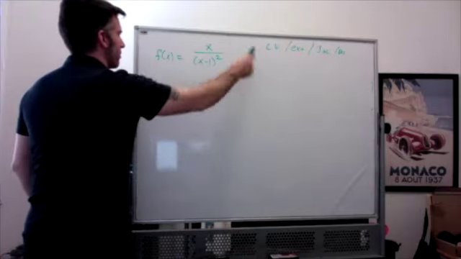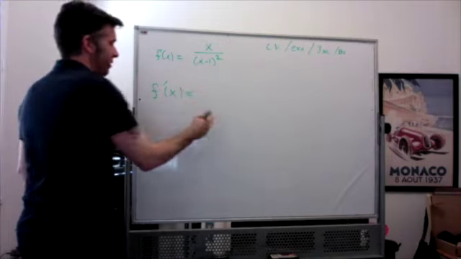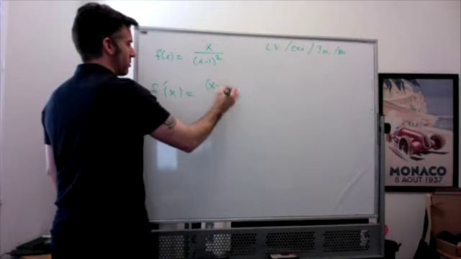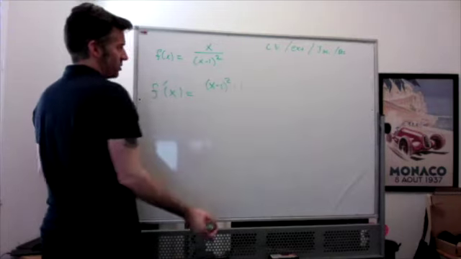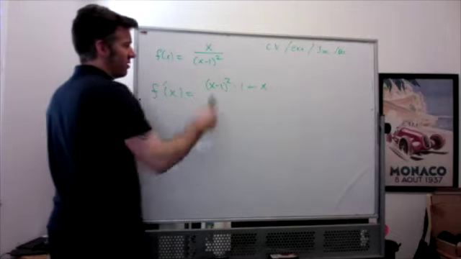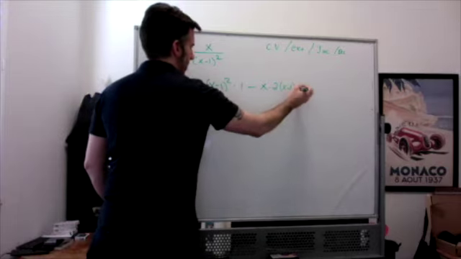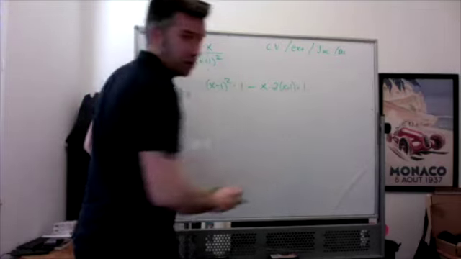So, derivative time. The derivative here is going to be the bottom, x minus 1 squared, times the derivative of the top, just 1, minus the top, times the derivative of the bottom. So the derivative of stuff squared is 2 times my stuff, times the derivative of my stuff, which is 1.